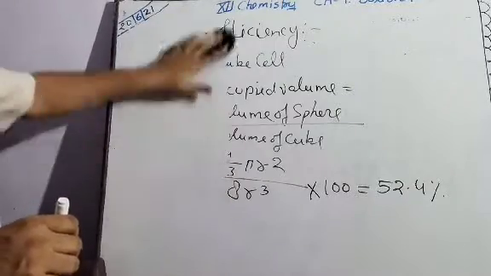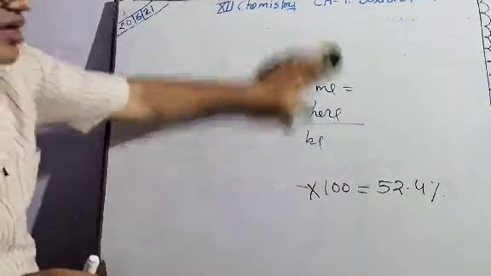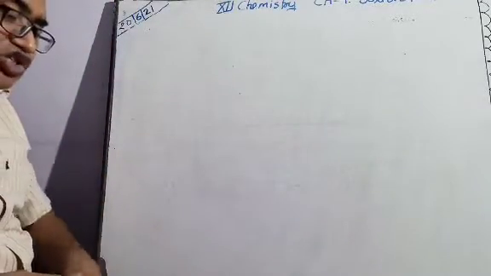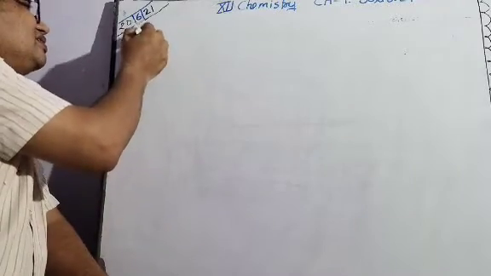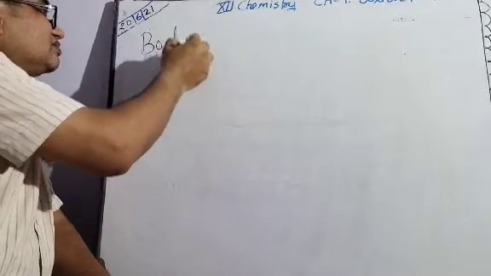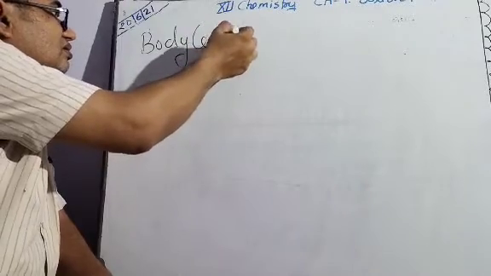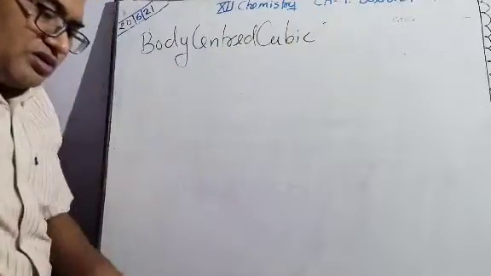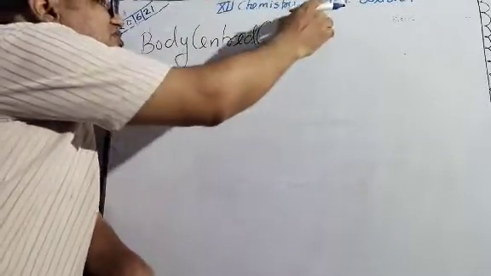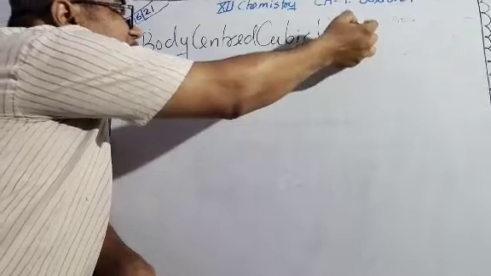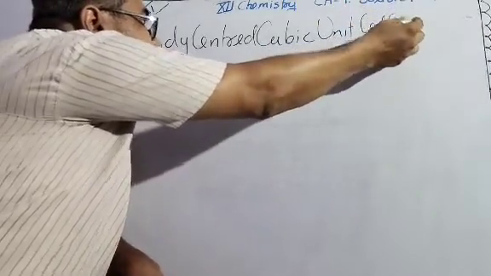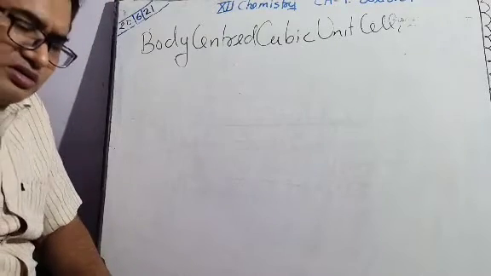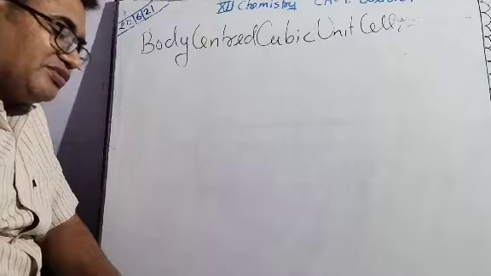Now the second type of packing efficiency is for the body centered cubic cell. Body centered cubic unit cell. Okay, this is very important. Now for this also we know how we find it out.